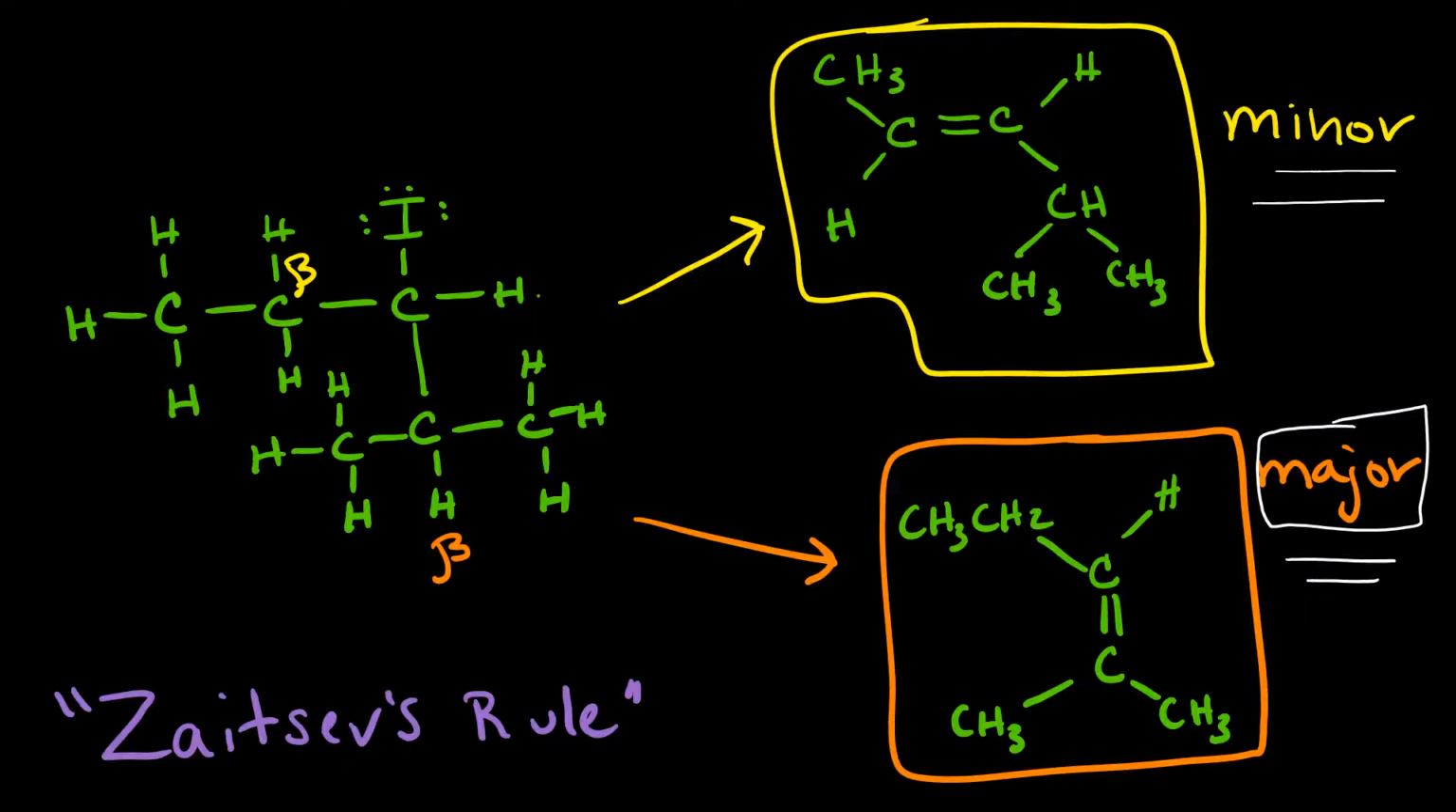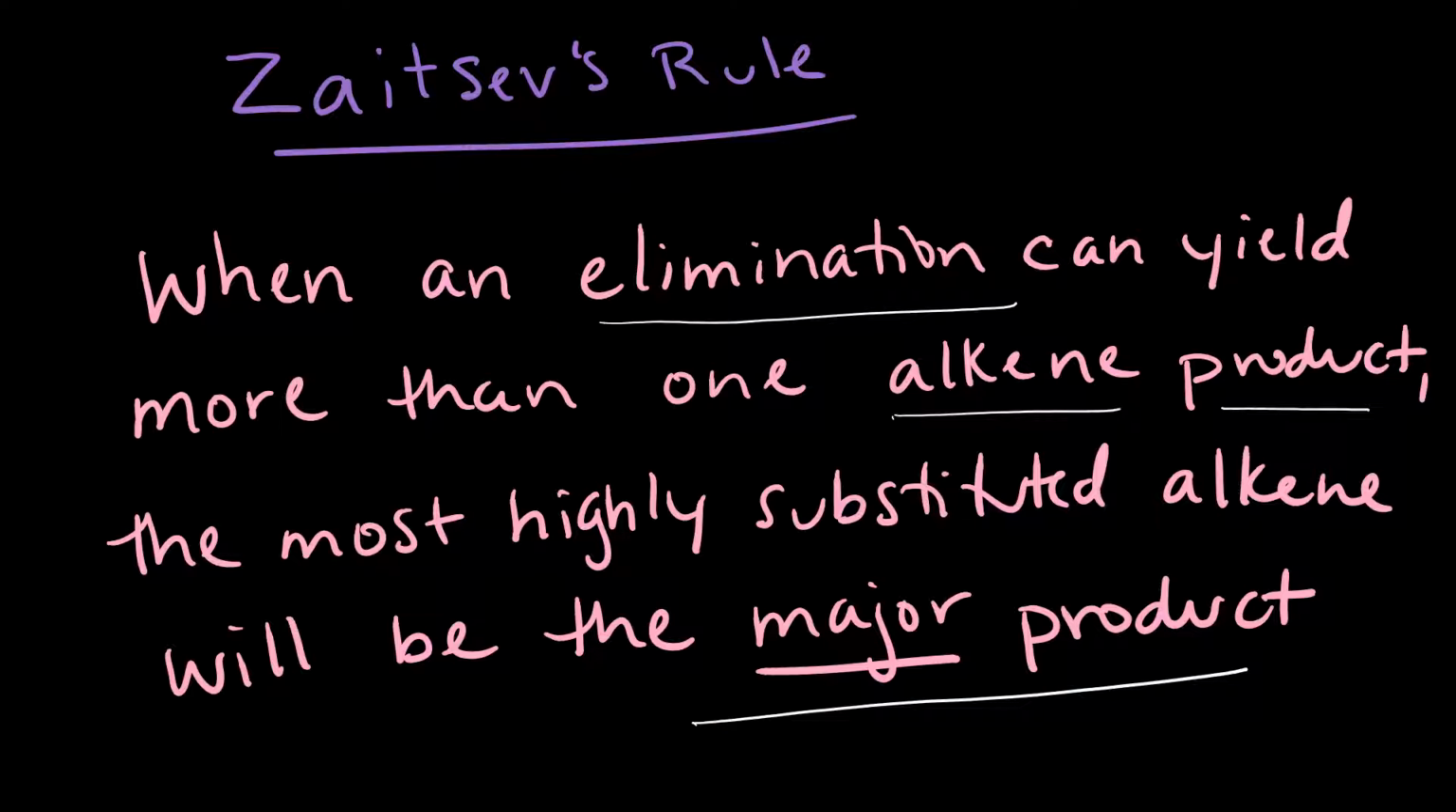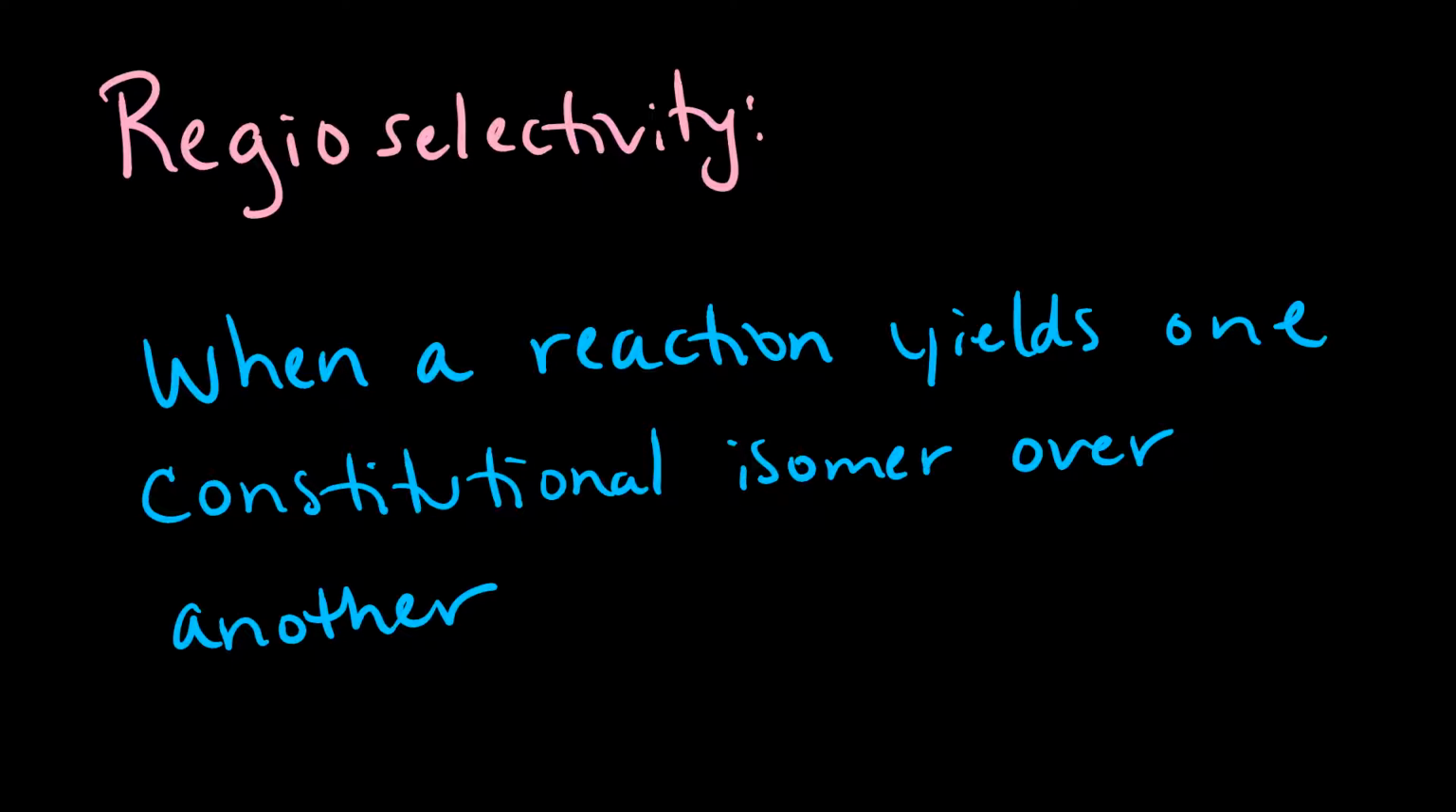And what we're looking at here is an example of what's called Zaitsev's rule. To kind of paraphrase Zaitsev's rule, if an elimination can yield more than one alkene product, the most highly substituted alkene product will be the major product. Zaitsev's rule is an example of something that we call regioselectivity.